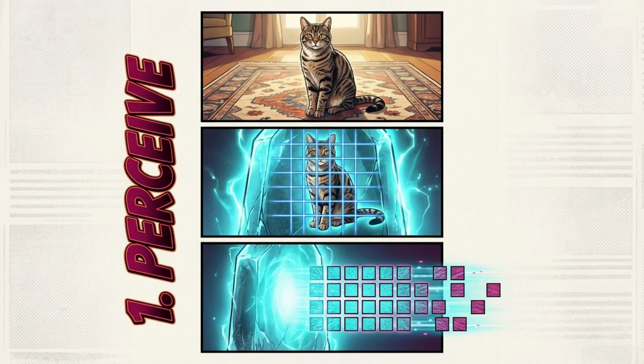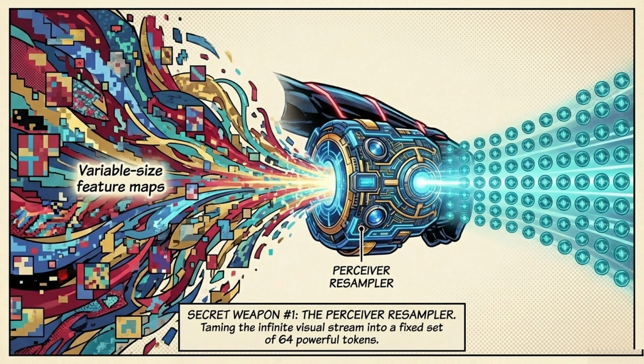First, images or videos are processed by a frozen vision encoder, specifically a normalizer-free ResNet F6 model pre-trained with contrastive learning. This encoder converts visual input into a spatial grid of features. But here's the problem. This grid can be huge, especially for videos. Processing all these features directly would be computationally prohibitive. This is where the perceiver resampler comes in.